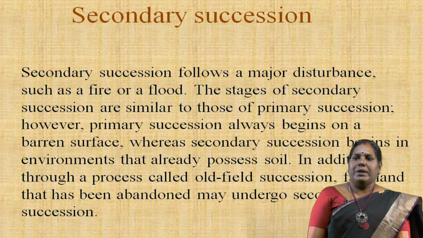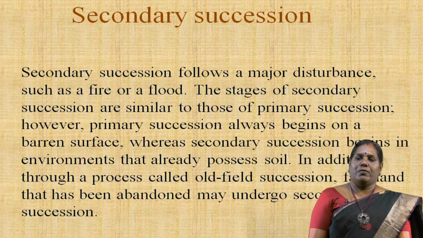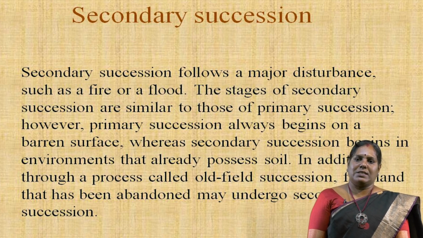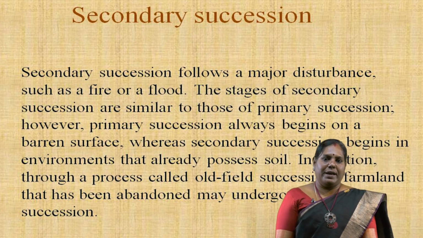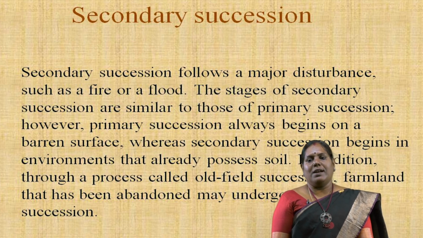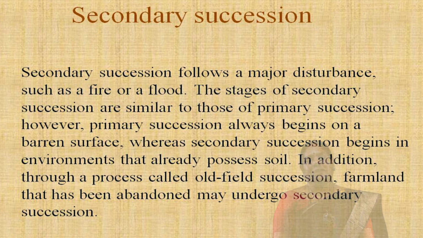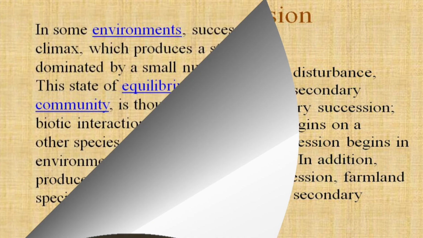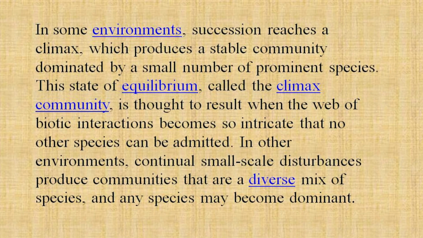Secondary succession follows a major disturbance such as a fire or a flood. The stages of secondary succession are similar to those of primary succession. However, primary succession always begins on a barren surface, whereas secondary succession begins in environments that already possess soil. In addition, through a process called old field succession, farmland that has been abandoned may undergo secondary succession. So, secondary succession is formed from primary succession.